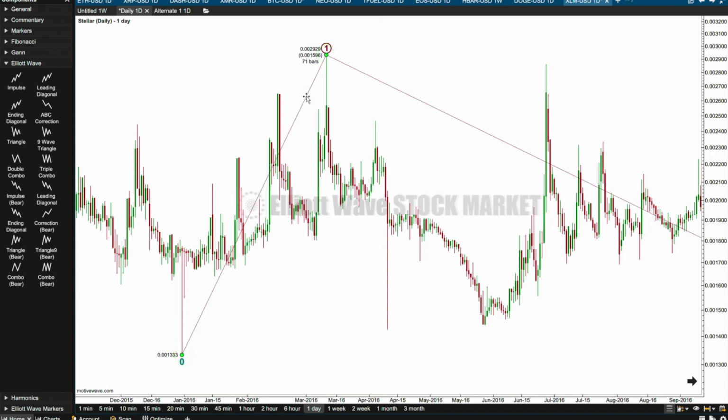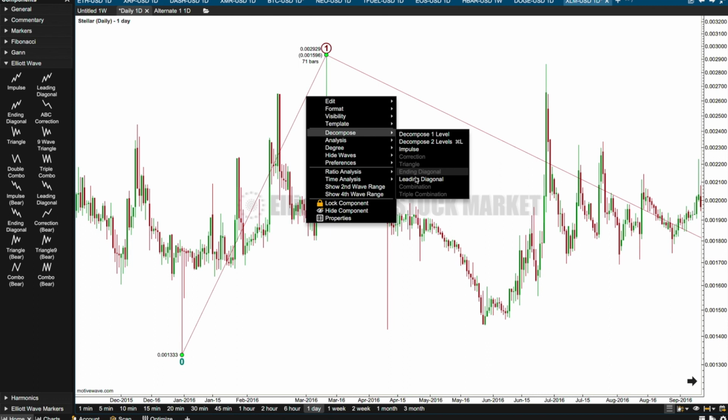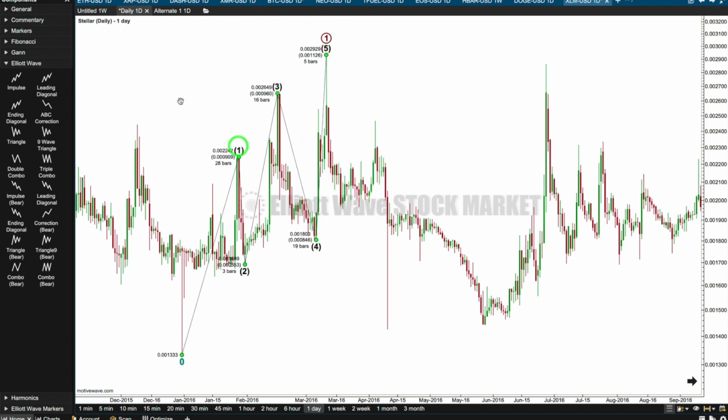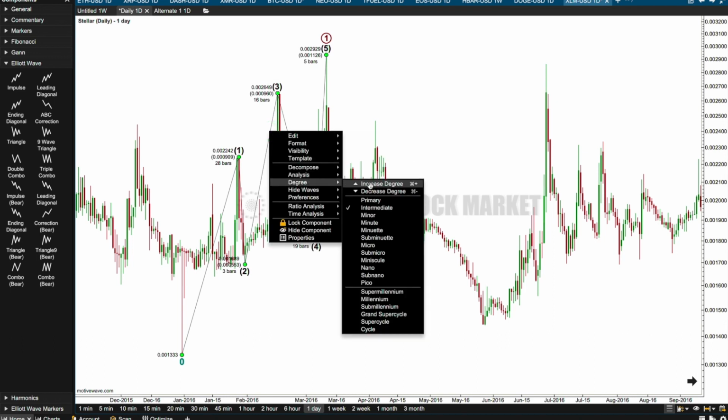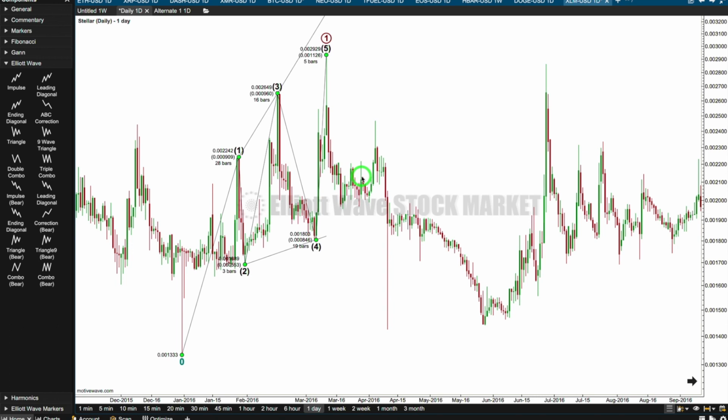This looks like a leading expanding diagonal. It looks like it might actually be quite good. I'm just checking to see if the wavelengths fit the requirements. Is 3 longer than 1? Is 5 longer than 3? Yes. Is 4 longer than 2? Yes. Next check. Do the trend lines diverge and are they adhered to? Yes. That looks really good.